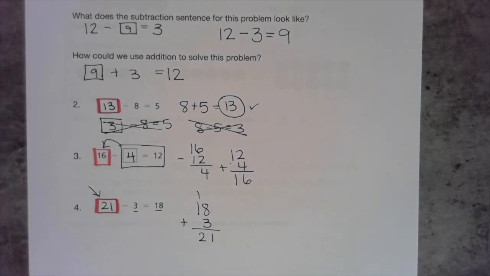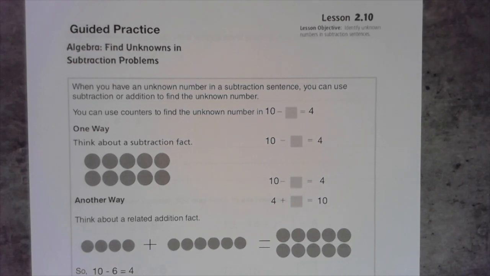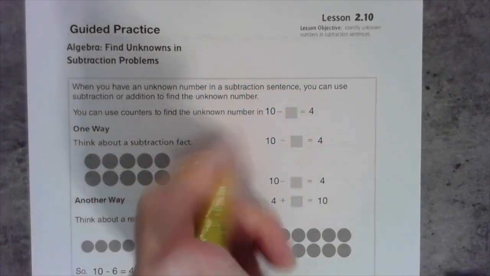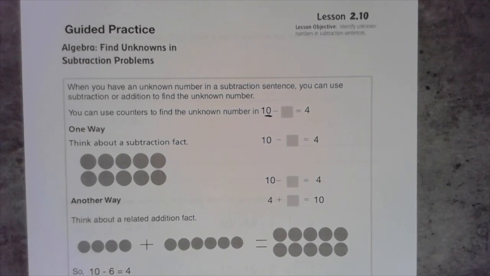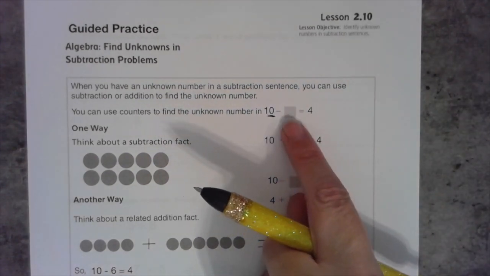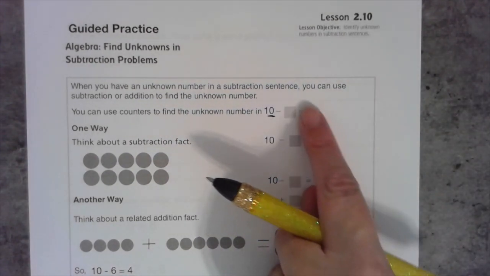Okay, let's try a few from your assignment, and then you can get started on your worksheet. So, let's remember in a subtraction number, the biggest number always comes first in a subtraction sentence. See, we have 10 subtract box equals 4.